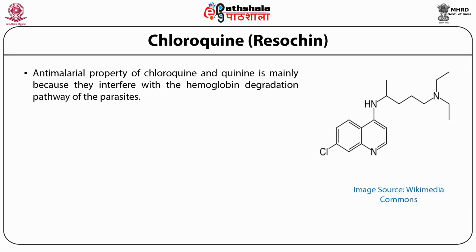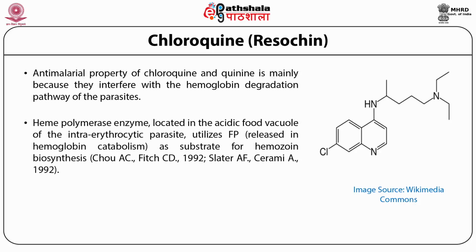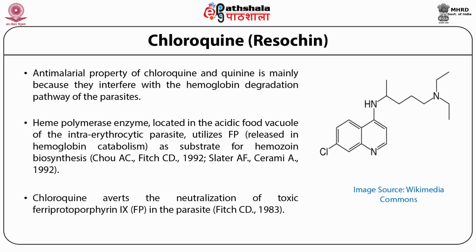The antimalarial property of chloroquine, which is shown in the figure, and quinine is mainly because they interfere with the essential hemoglobin degradation pathway of the parasite. Hemoglobin acts as a major food source for the parasite because it takes up the globin, or the protein part, while the heme part is subsequently polymerized to form the hemozoin fragment. Non-toxic beta-hematin is called hemozoin. Chloroquine averts the neutralization of this toxic ferriprotoporphyrin 9 in the parasite.